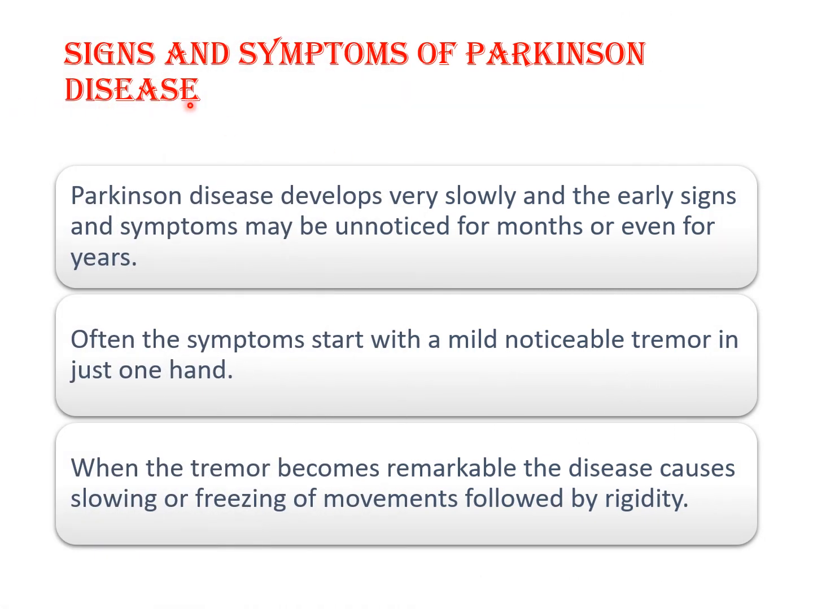What are the signs and symptoms of Parkinson's disease? It develops very slowly, and the early signs and symptoms may go unnoticed for months or even years. Often the symptoms start with a mild noticeable tremor in just one hand. When the tremor becomes remarkable, the disease causes slowing or freezing of movements followed by rigidity.